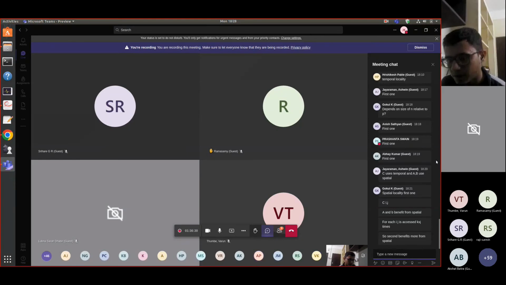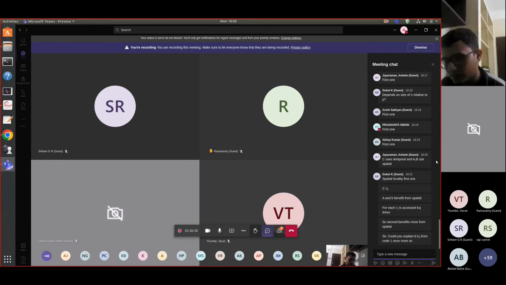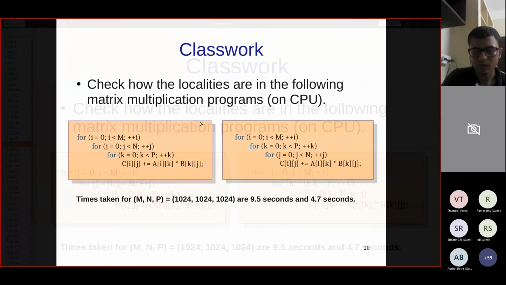Spatial locality, first one: Cij, A and B benefit from spatial, for each ij. Okay. Sir, could you explain BKJ from code 1 once more? Okay, let us go to it.